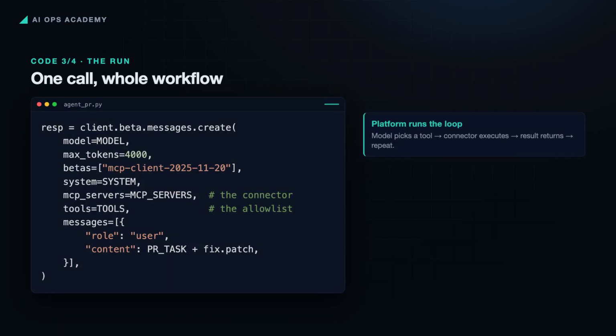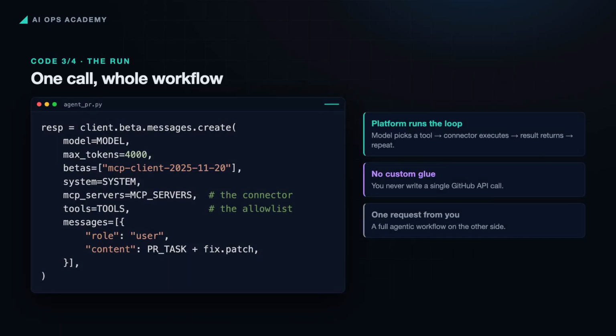And here's the run itself. We pass the connector and the allowlist straight into the API call. The platform manages the agent loop for us. The model picks a tool, the call goes through the connector, the result comes back, and it keeps going until the job is done. 1 request from our side. A whole agentic workflow on the other.